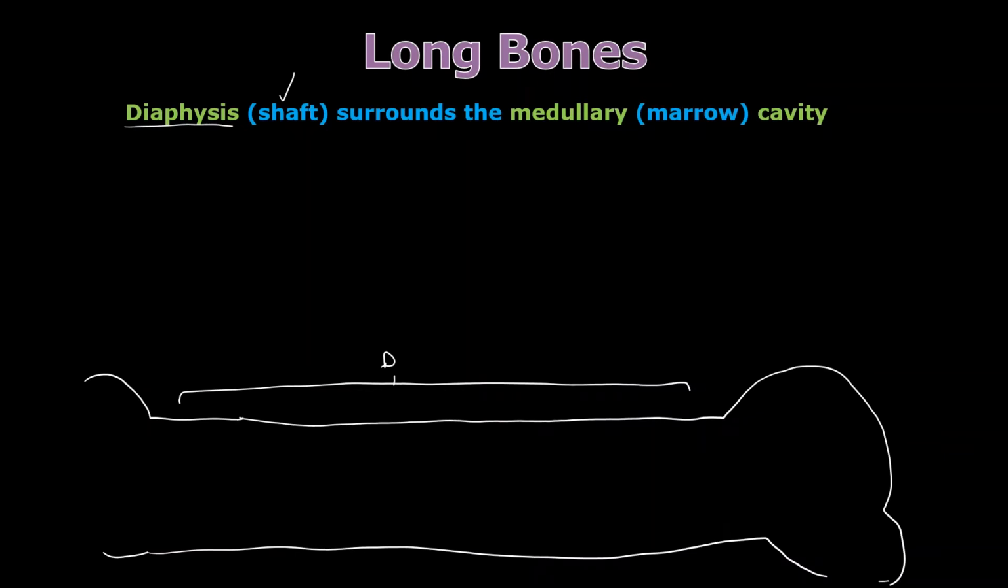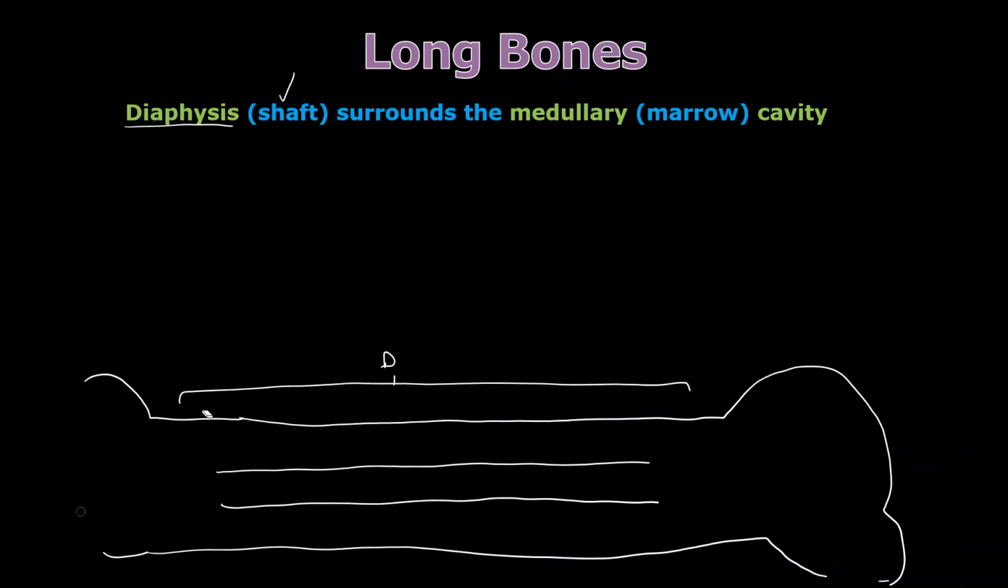The things on the end, the expanded ends, we'll see in a minute. Let's just deal with the shaft for now. Here's where we'll find a medullary cavity. That is a cavity in the center of the diaphysis. All right, I'm going to get my D out of the way so it doesn't make it too cloudy.